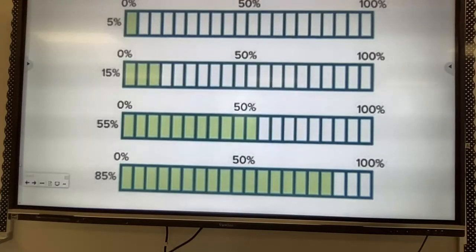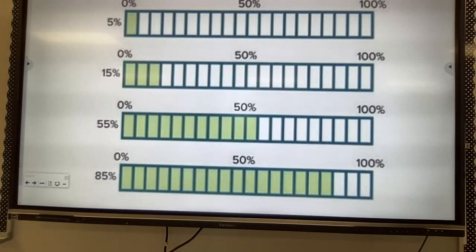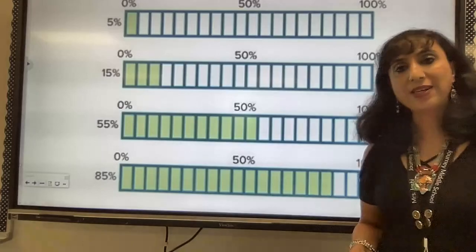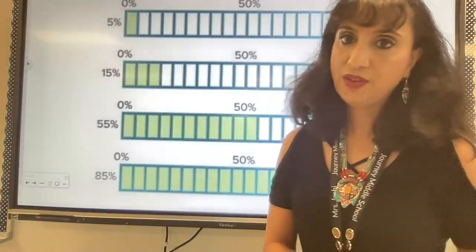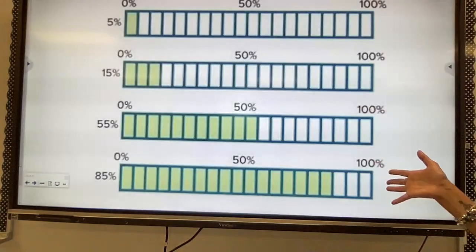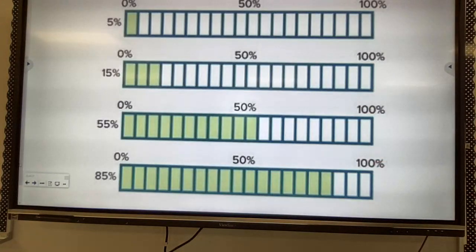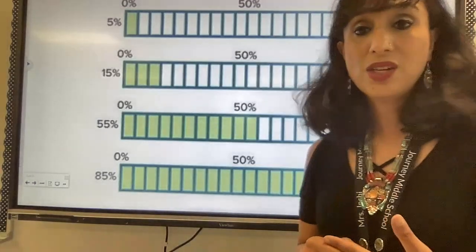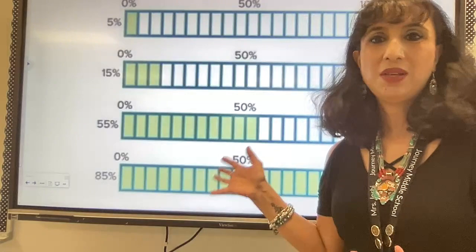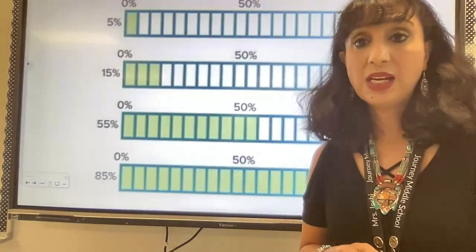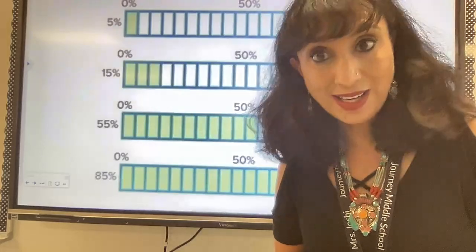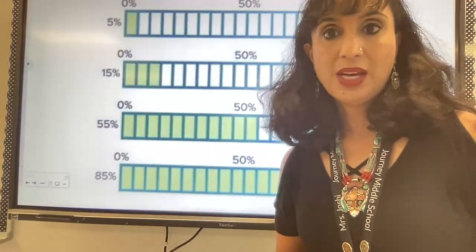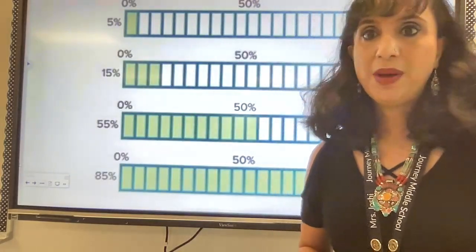Why might it not be advantageous to use a bar diagram to model a percent such as 23%? Is 23 a factor of 100? It is not a factor of 100. So it would be difficult to actually show it over here. You would have to divide the bar diagram into 100 sections to model the 23%. So it would not be the best idea to use that for 23%. But you can definitely use a 10 by 10 grid to model 23%. On a bar diagram, that's not the best choice.